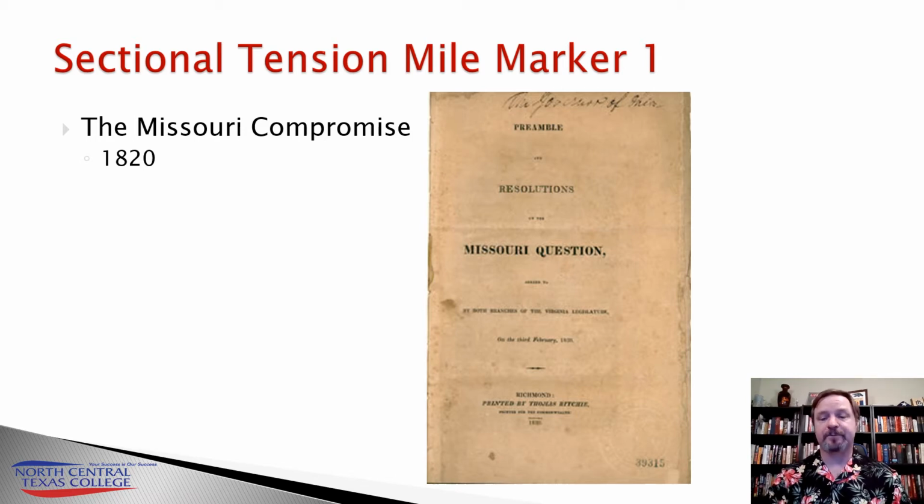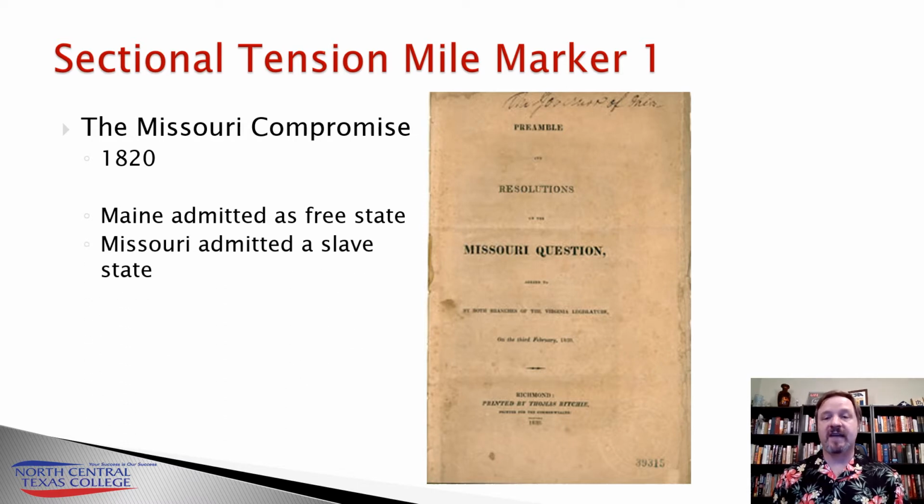So the House rejects it. Henry Clay comes in with the compromise, the Missouri Compromise. What did it do? Well, it took Maine and detached it from Massachusetts and made it part of the United States as a free state, allowing Missouri to come in as a slave state. Now we've maintained that balance of power, 12 and 12, right?